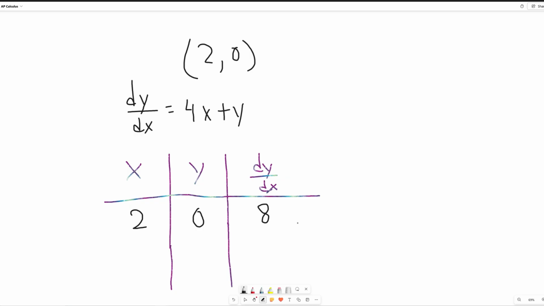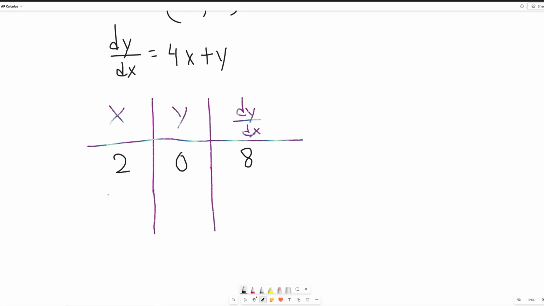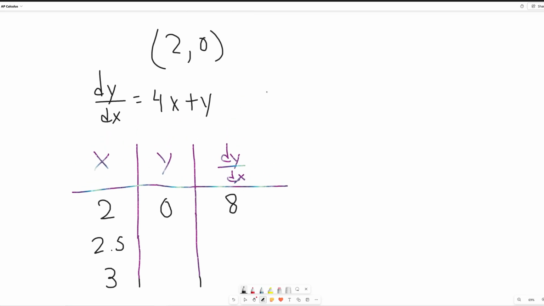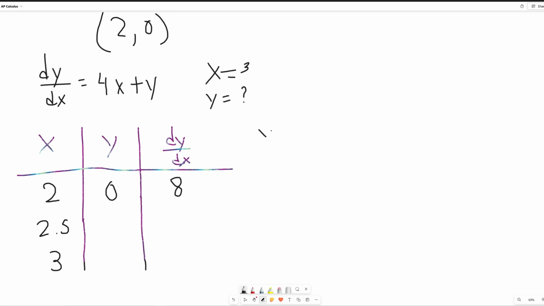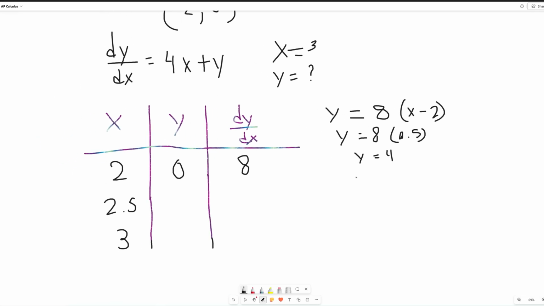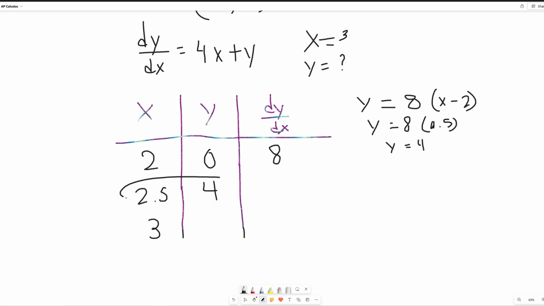Now we do our tangent line approximation for x equals 2.5. Because remember, we're trying to find when x equals 3, y equals what? Using an approximation. So y minus 0, so we're not even going to write it, equals 8 times x minus 2. So since x is 2.5, it's just going to be y equals 8 times 0.5, or y equals 4. So put that into your table.